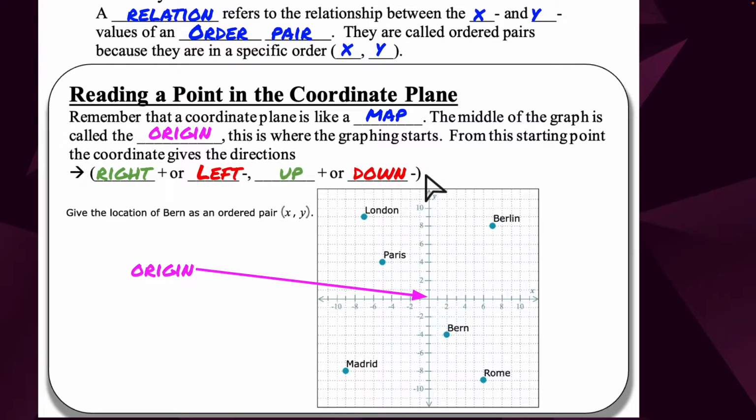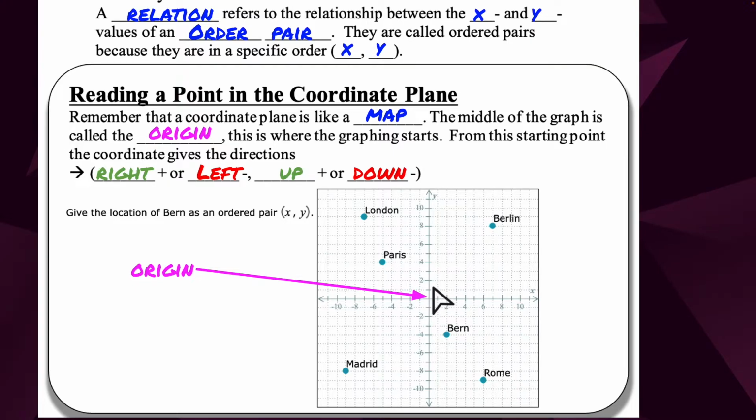So if that first number is positive, I go right. If that first number is negative, I go left. Then if the second number is positive, I go up. If the second number is negative, I go down. So it just depends. You do want to make sure you understand that from here, this is positive, this is negative. And then from here, this is positive, and this is negative. Okay, so we want to understand those ideas there.